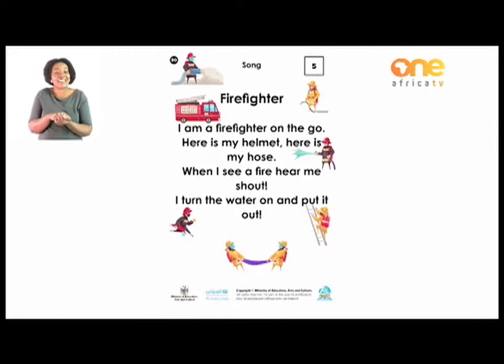Let us try again. I am a firefighter on the go. Here is my helmet, here is my hose.